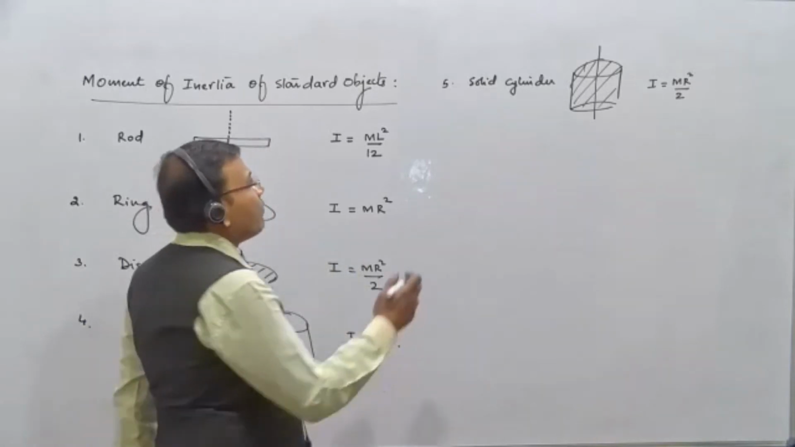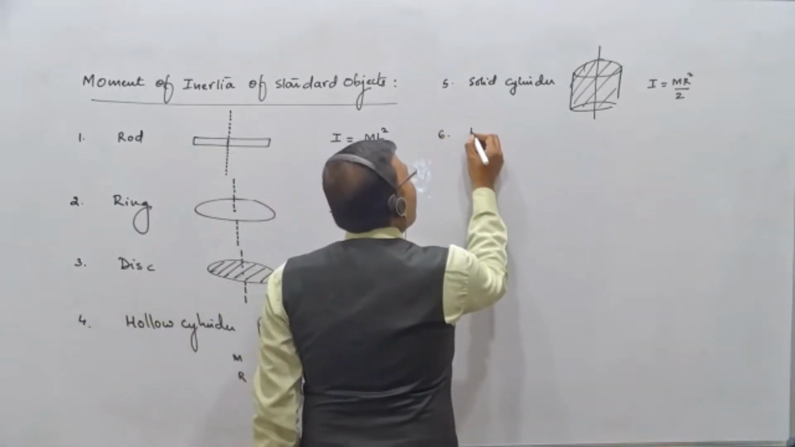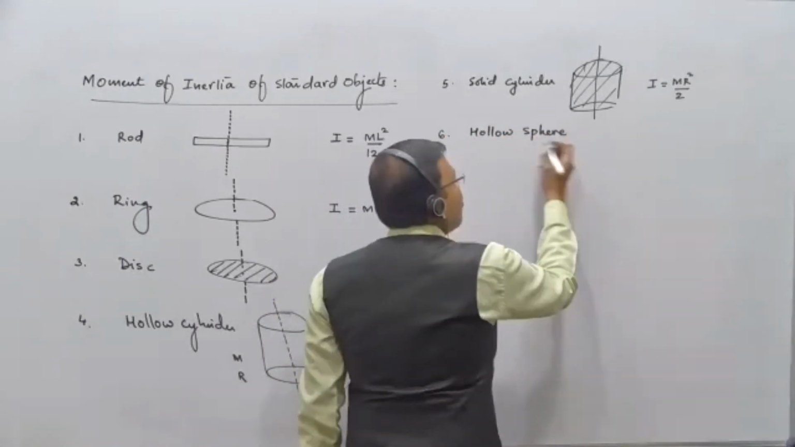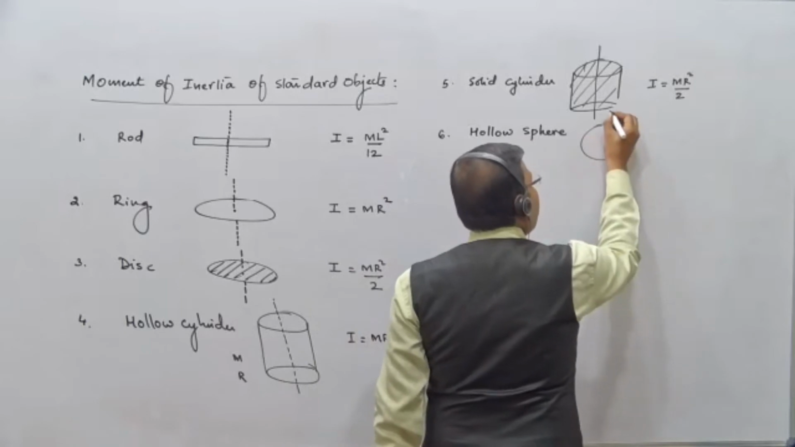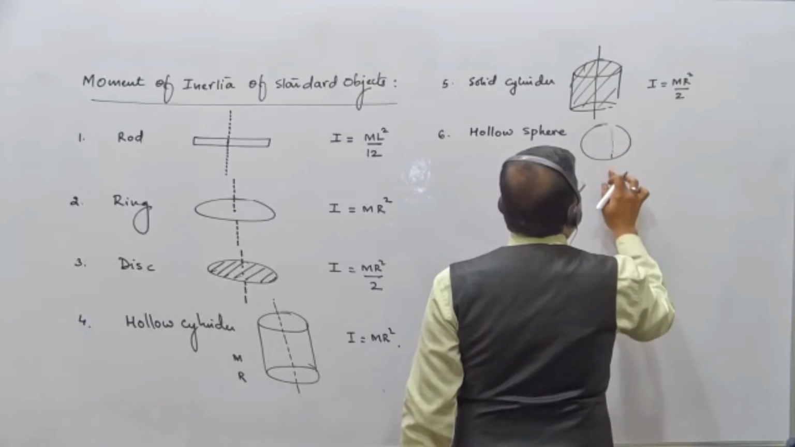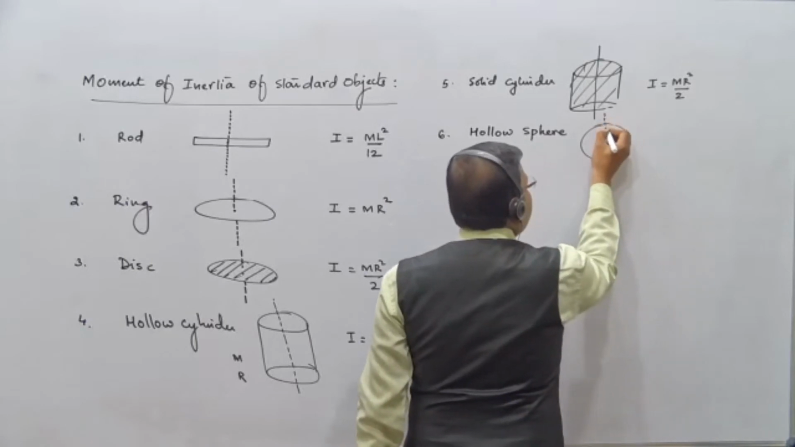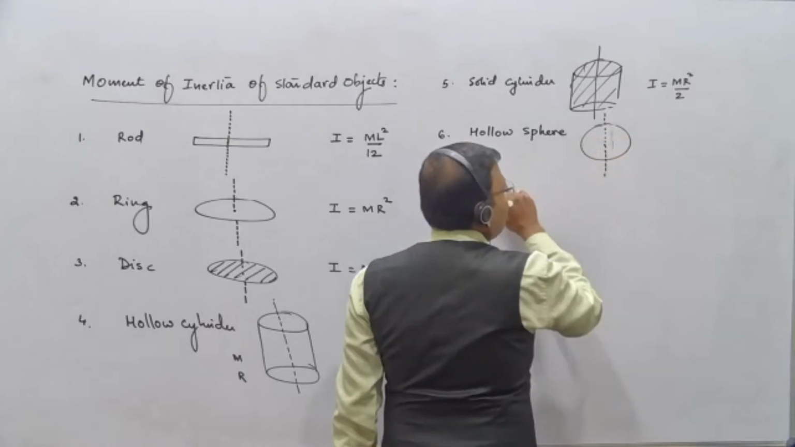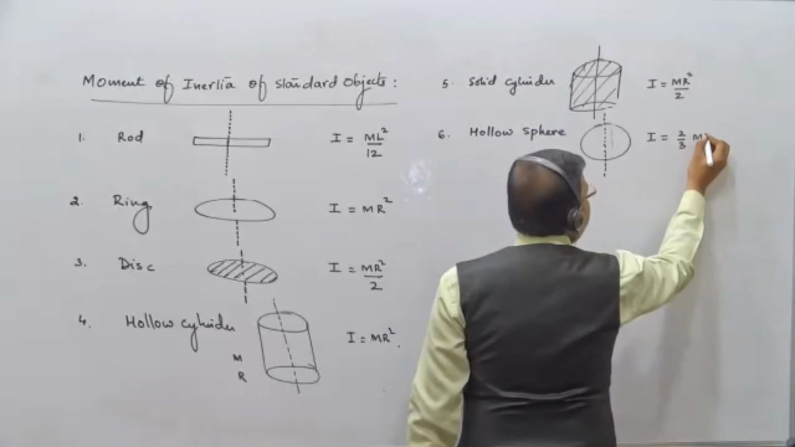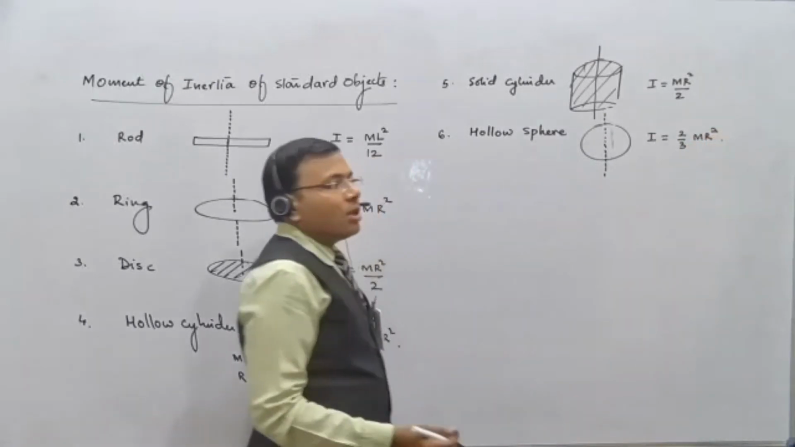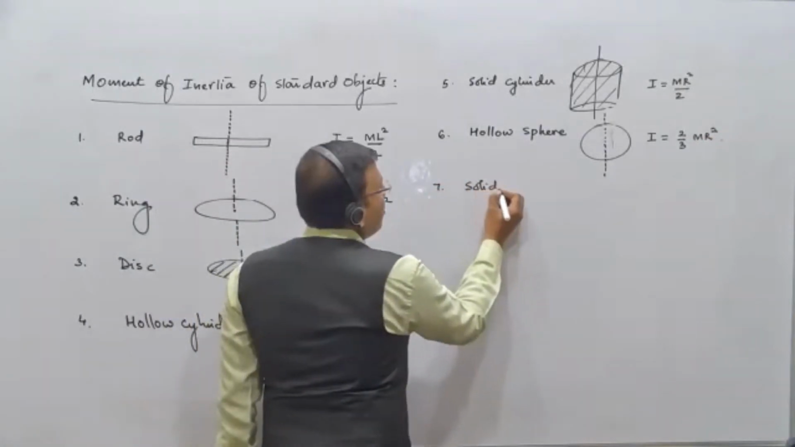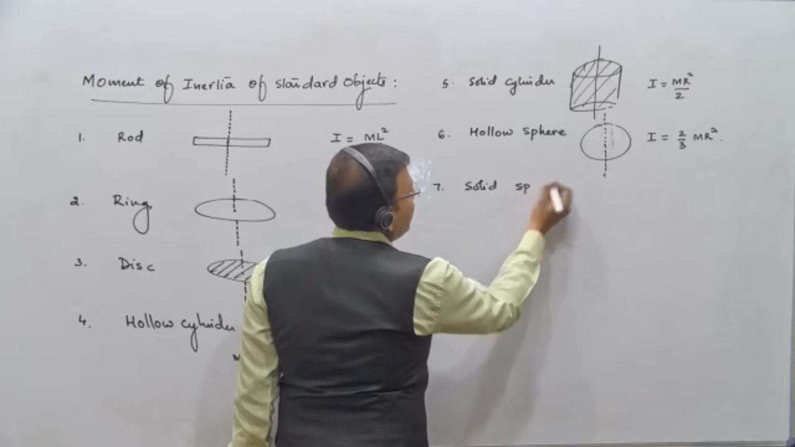So let us move with that sixth one, hollow sphere. If I go for the hollow sphere, this is the hollow. About this axis, that is the central axis, I'll draw it. This axis, about the diametric axis. So in this, I is equal to 2 by 3 MR square. This is for the hollow sphere. Next we move to the solid one, solid sphere, that is for hollow.